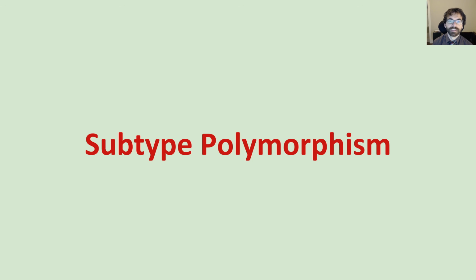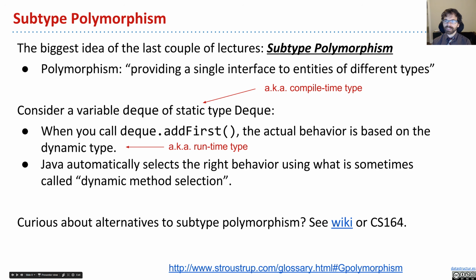Hi, it's me. So in this set of videos, we're going to talk about how inheritance in Java allows us to have this really nice property known as subtype polymorphism. So let's start by talking about what polymorphism is. It means providing a single interface to entities of different types. A little mysterious. Well, let's see a specific example.